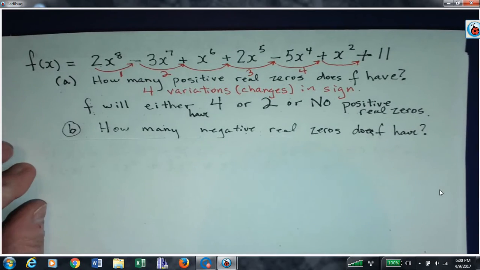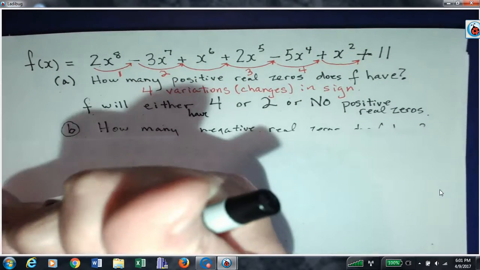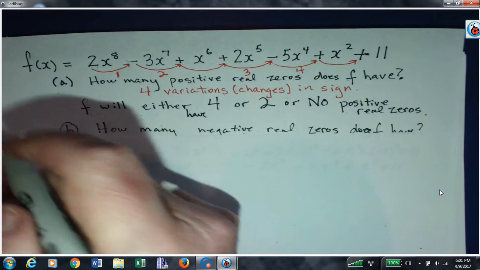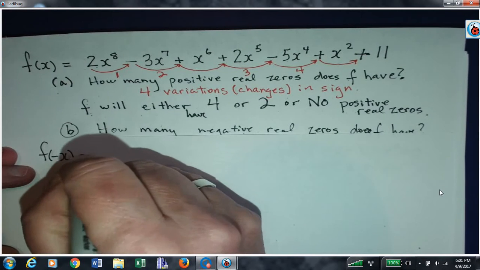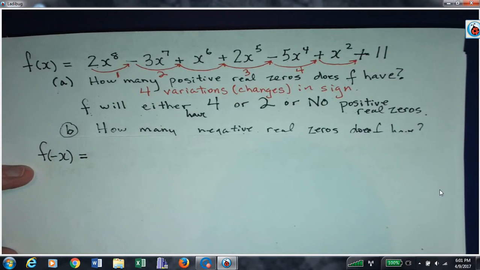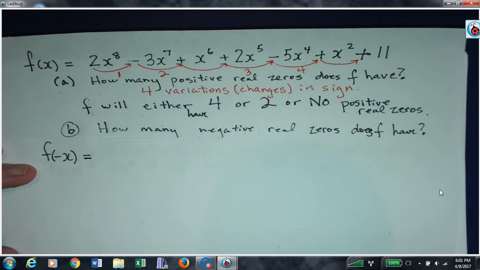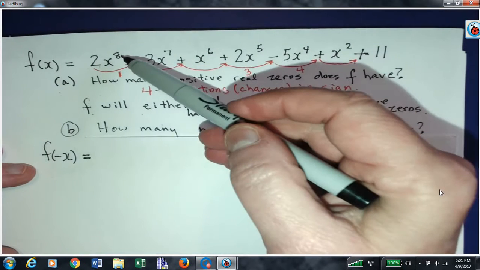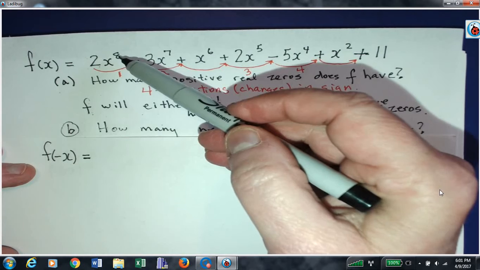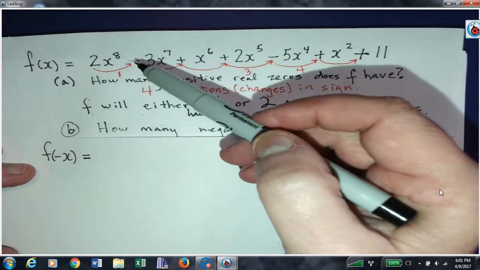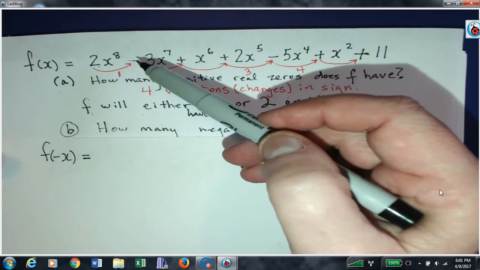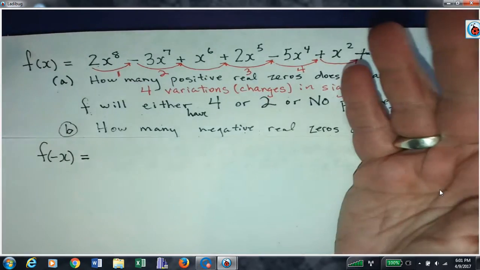Okay, so I'm going to do it again, but this time I'm going to do it super fast. And if you can remember this rule: when you have a polynomial function and you want to evaluate f of negative x, if the exponent is even, nothing changes. If the exponent is odd, the sign out the front will change. So let's do it the fast way.